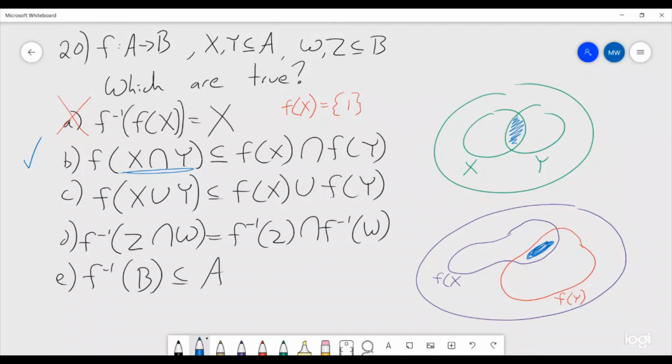Yeah, and then C would also be true, wouldn't it? Yeah, C would also be true, because if we're looking at everything in here, that's going to be everything that's here. So that one is also going to be true.